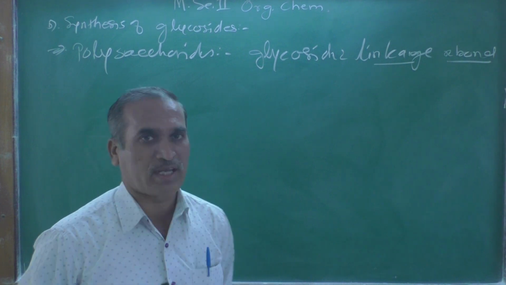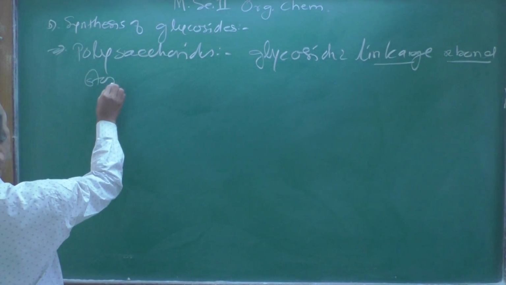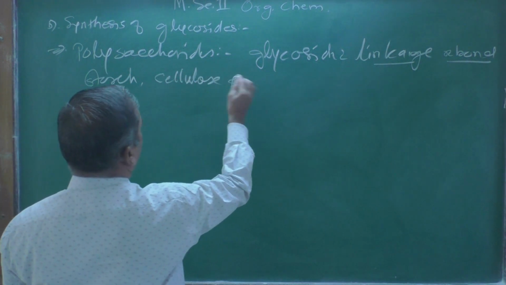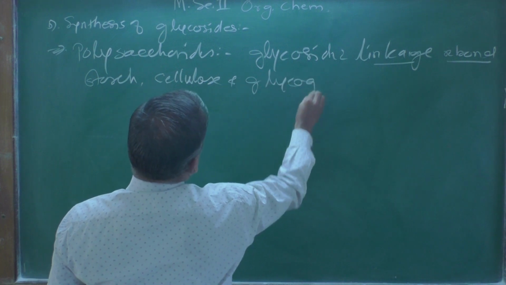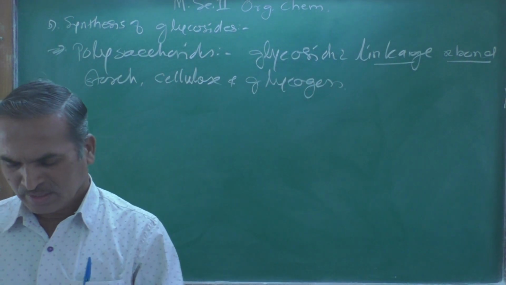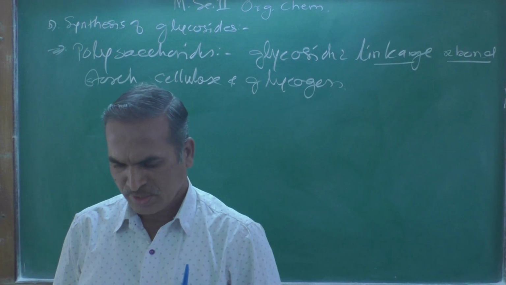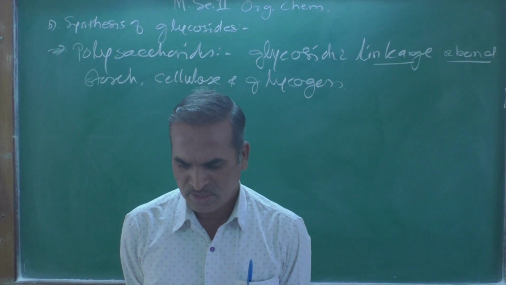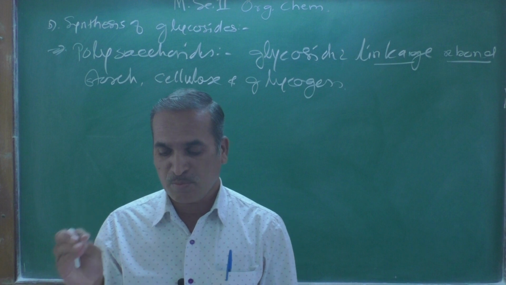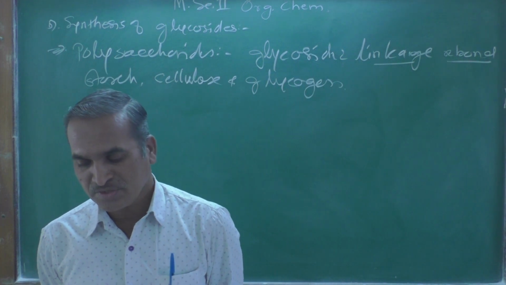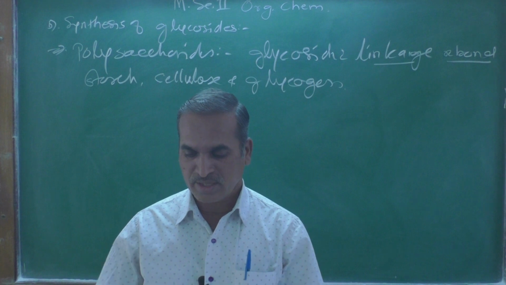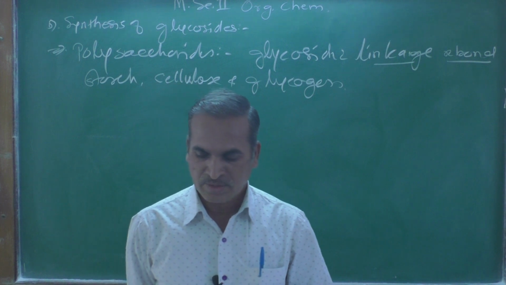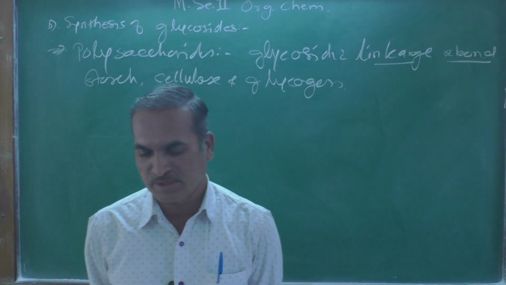Starch, cellulose and glycogen. These are the three words generally. Starch, cellulose and glycogen are the most common natural polysaccharides. Starch is a storage carbohydrate of plants, an important nutrient for humans and other animals.